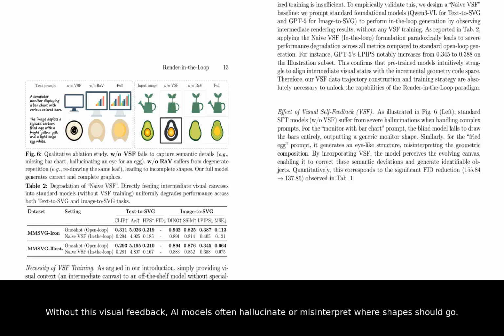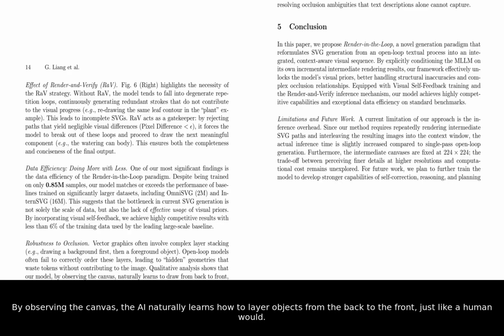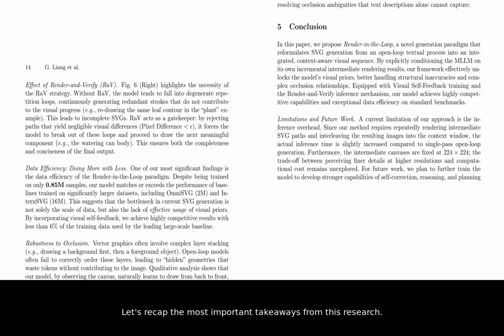Without this visual feedback, AI models often hallucinate or misinterpret where shapes should go. By observing the canvas, the AI naturally learns how to layer objects from the back to the front, just like a human would. Let's recap the most important takeaways from this research.